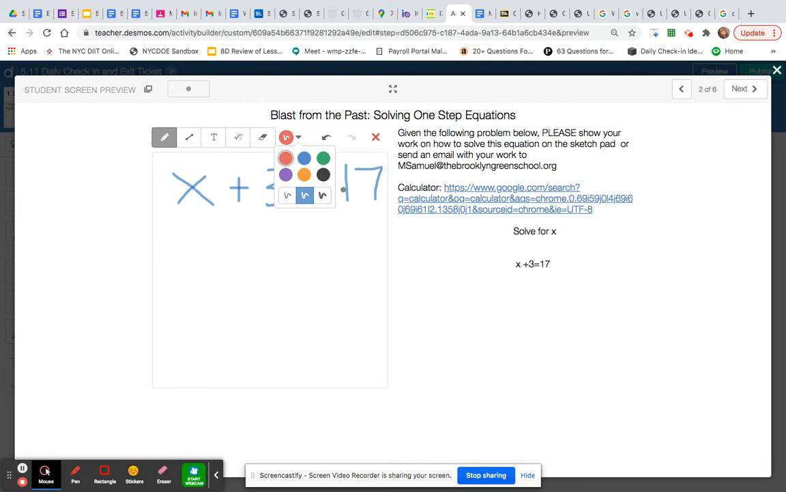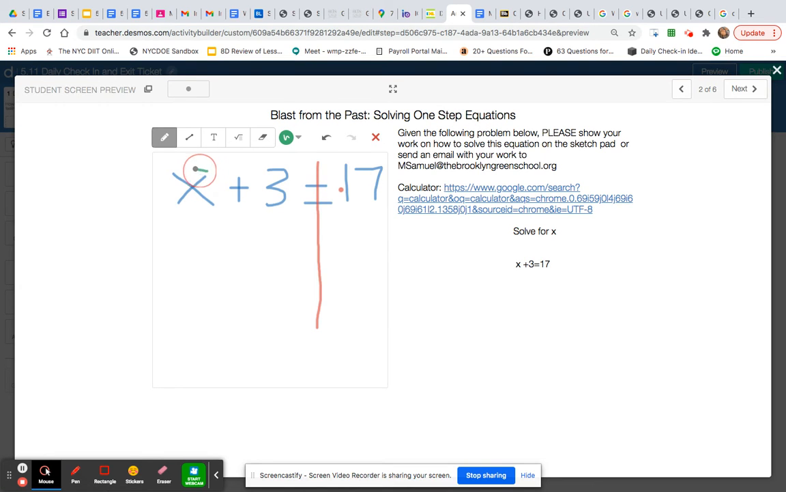Okay, so keep in mind, guys, when you're solving equations, you're doing work on both sides of the equation. So to help you, I recommend drawing a line going down the equal sign so you can differentiate between what you're doing on the left side of the equation and what you are doing on the right side of the equation.